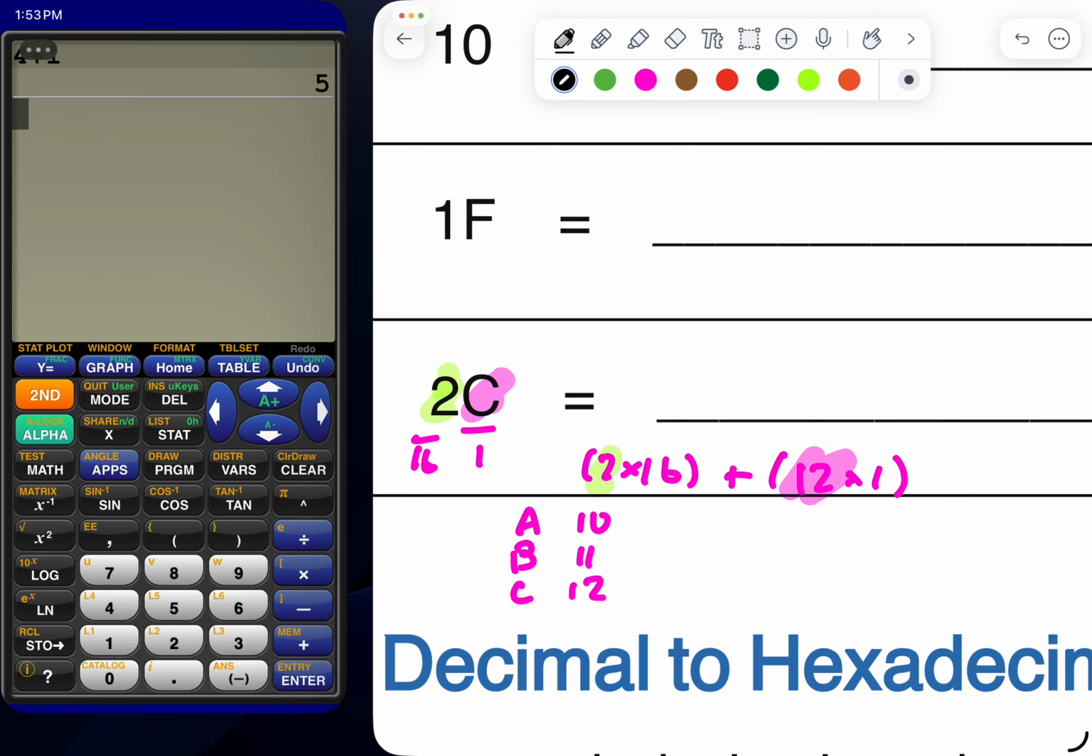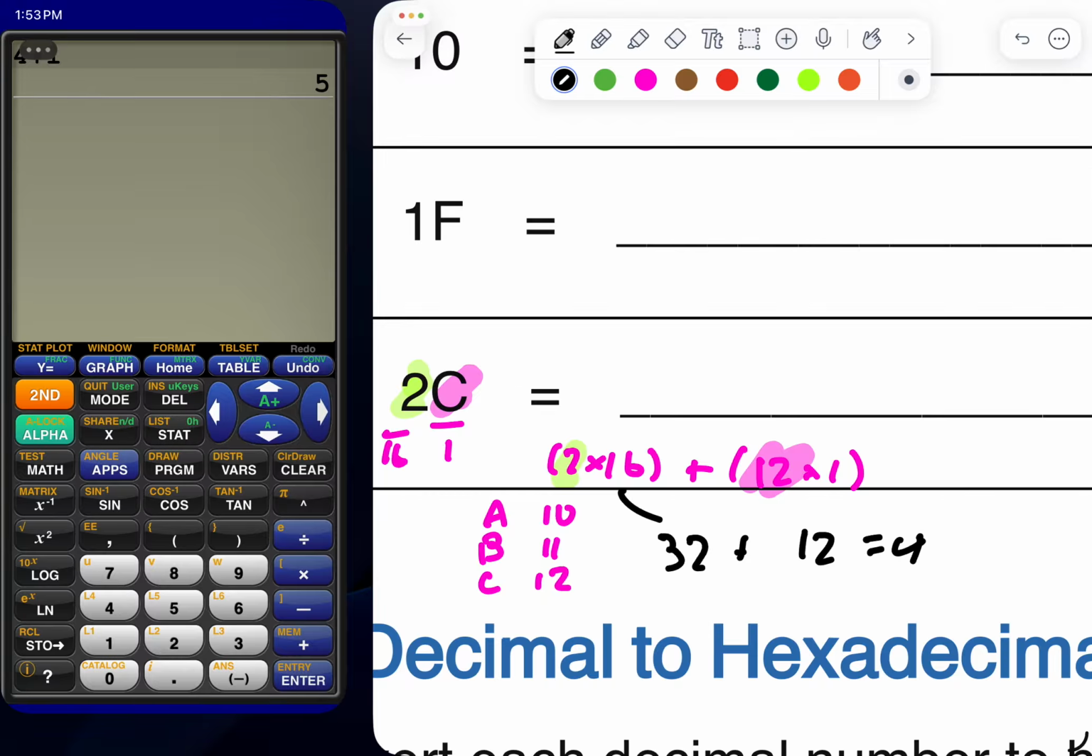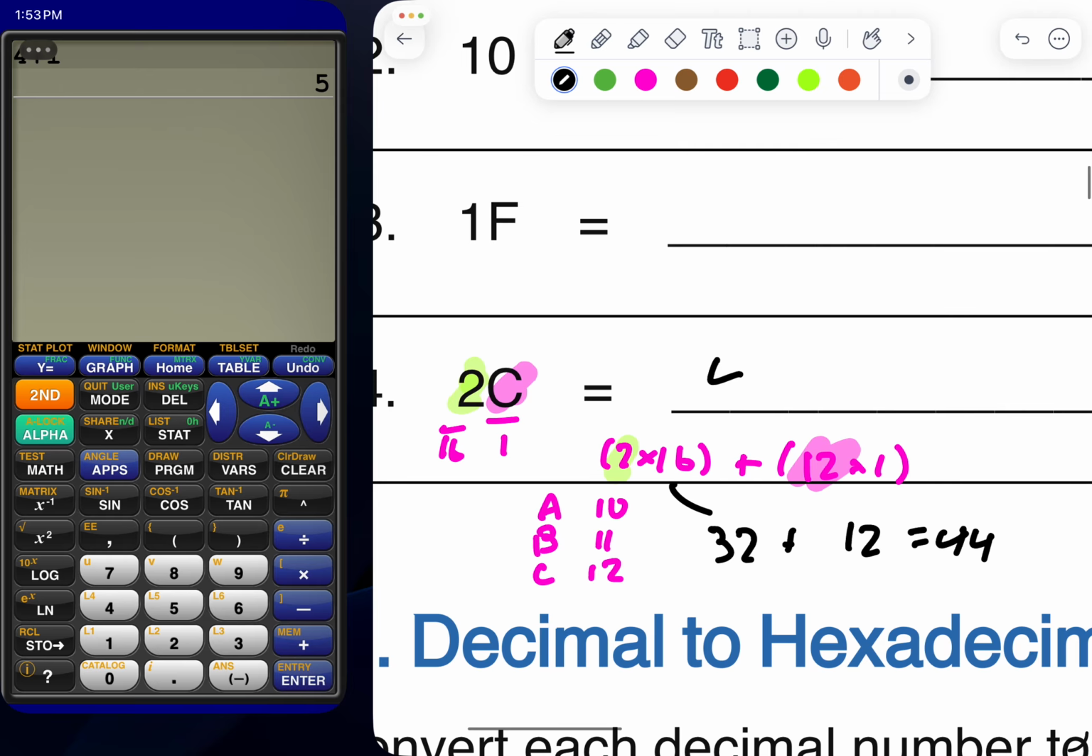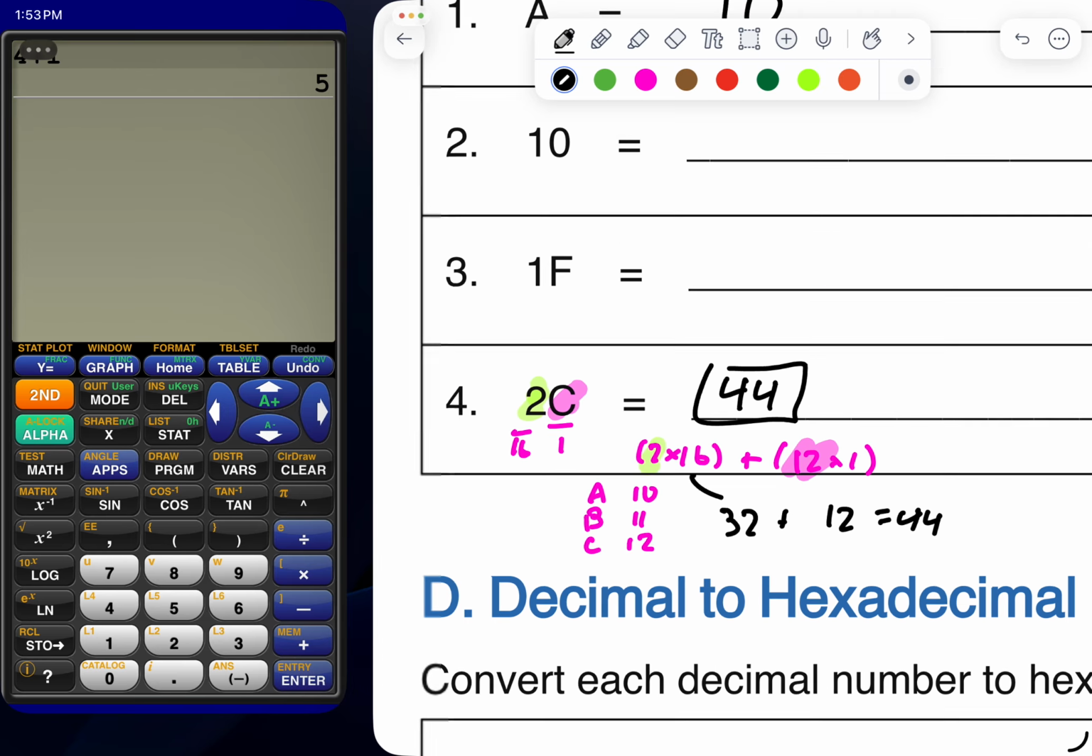So then if I do the math, 2 times 16 is 32. 12 times 1 is 12. 32 plus 12 is 44. So 2C, we would write in decimal as 44.